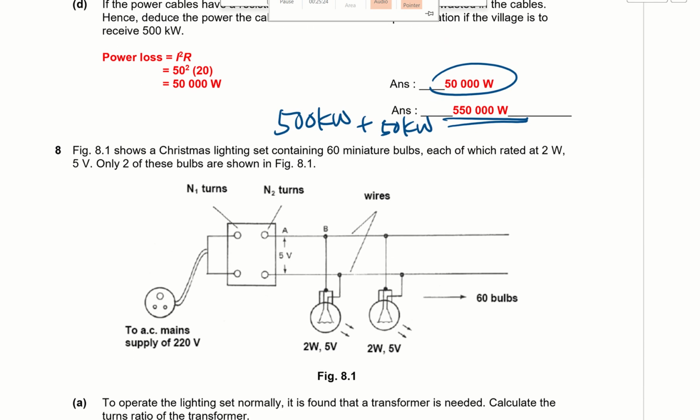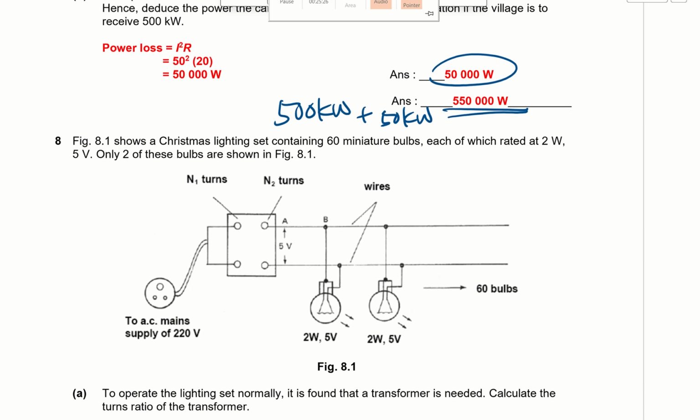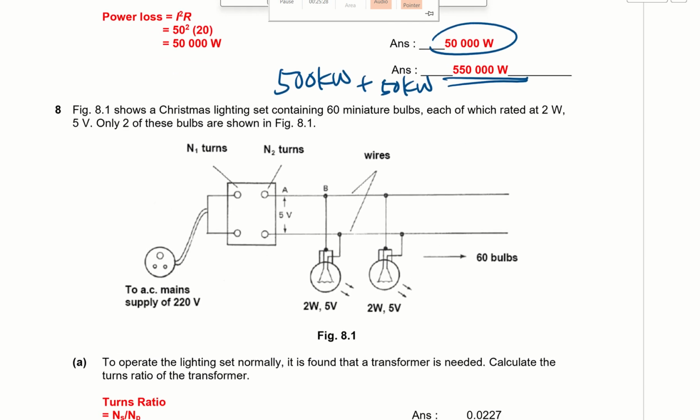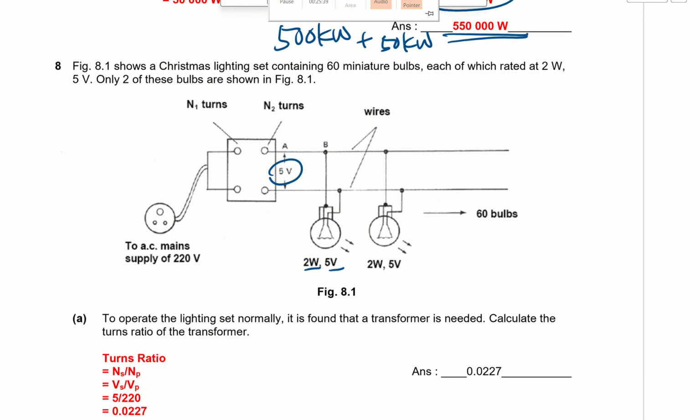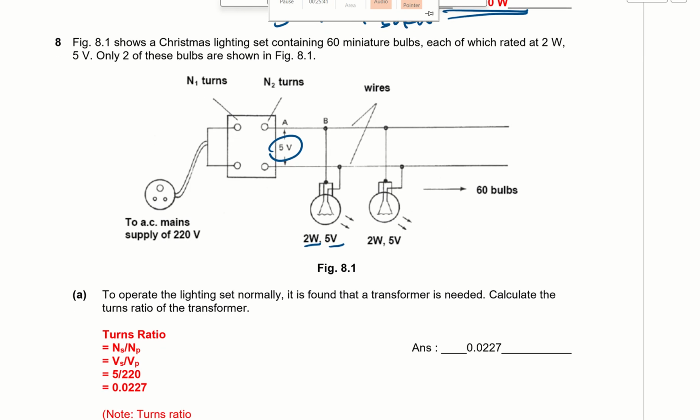Okay, question A, it shows a Christmas lighting set containing 60 miniature bulbs, each of which is rated at 2 watts, 5 volts. Okay, so it will deliver 2 watts of power if the voltage across it is 5 volts. Okay, and they are all connected in parallel. So this is the mains of 220 volts. So this is my VP, and my VS is 5 volts, right? Because this is a transformer.